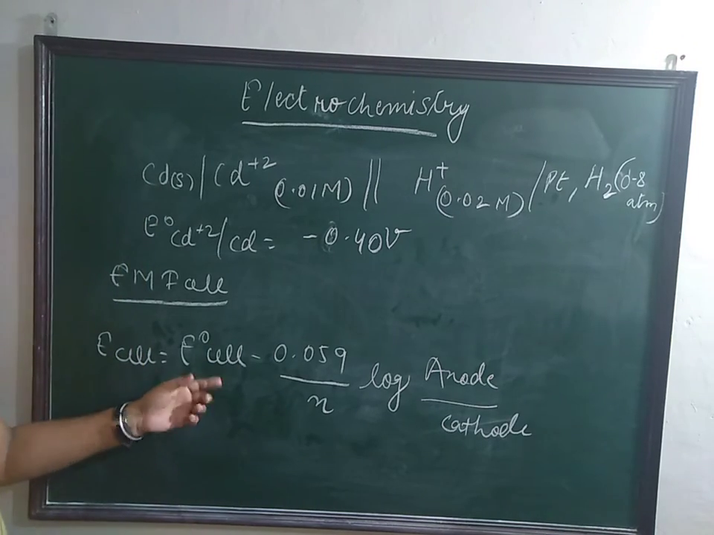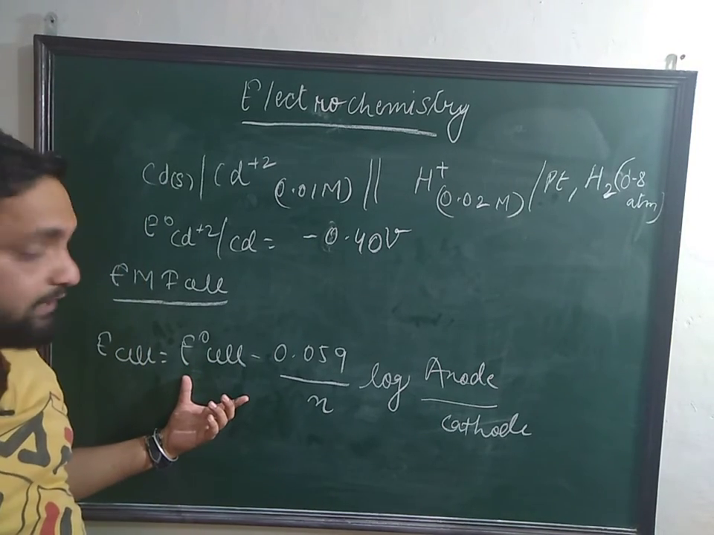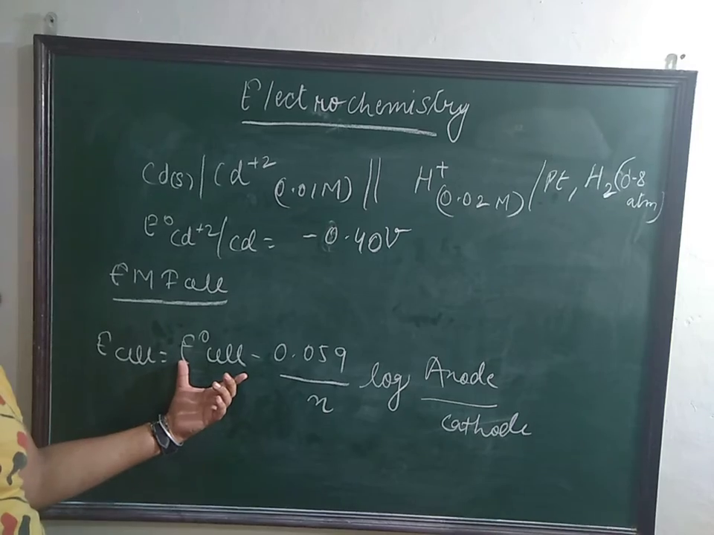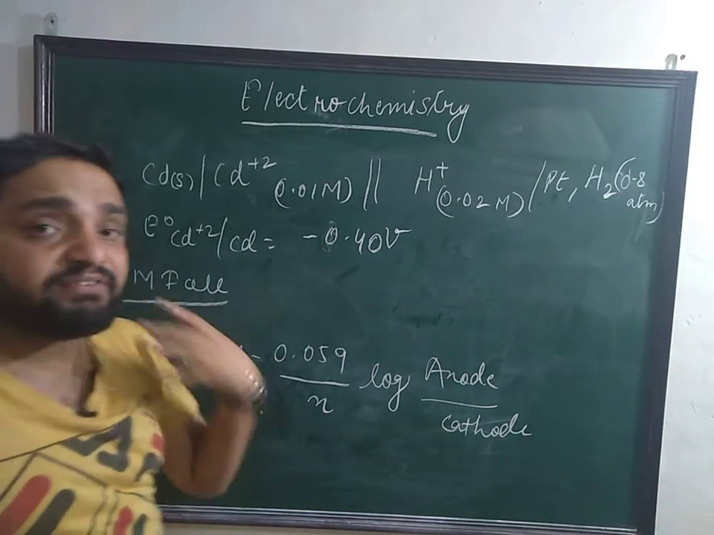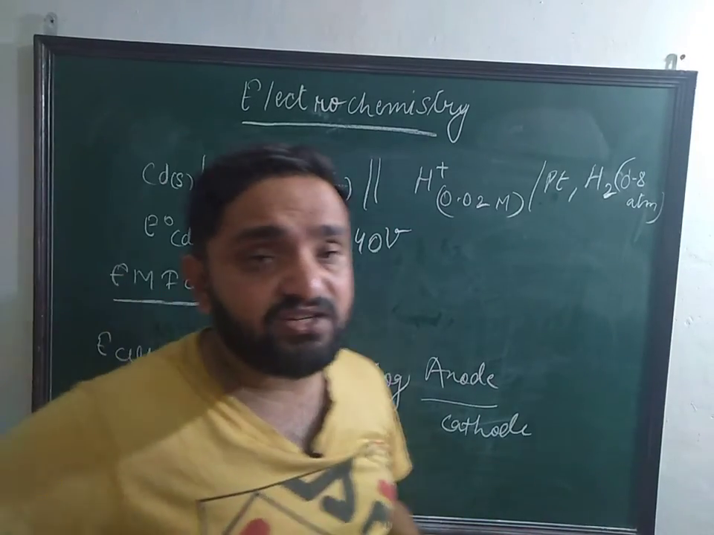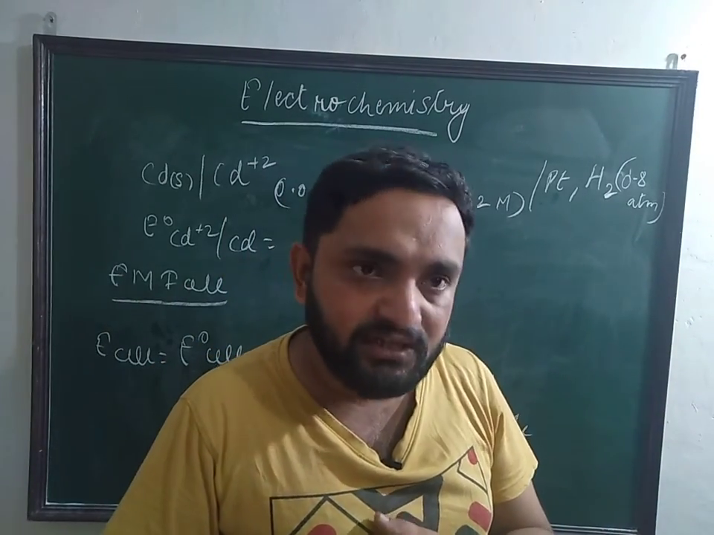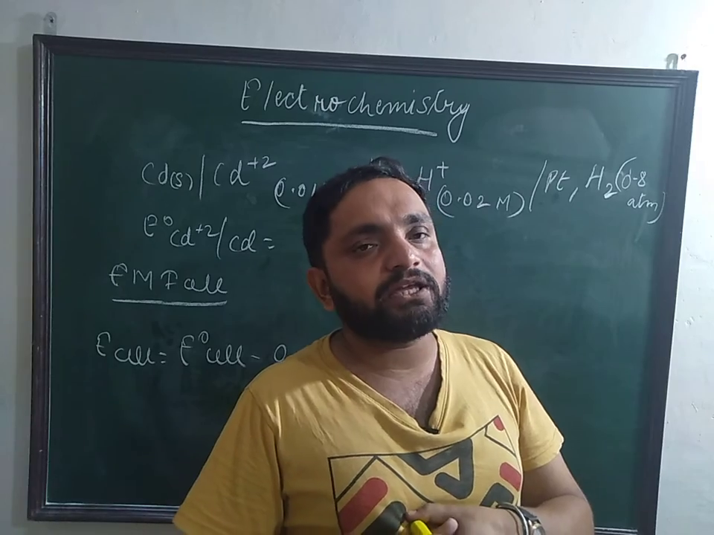Let us discuss now. There is an E naught cell. How can we calculate the E naught cell? We are provided with only a single electrode potential, of cadmium 2 positive to cadmium. How can we calculate the E naught cell?